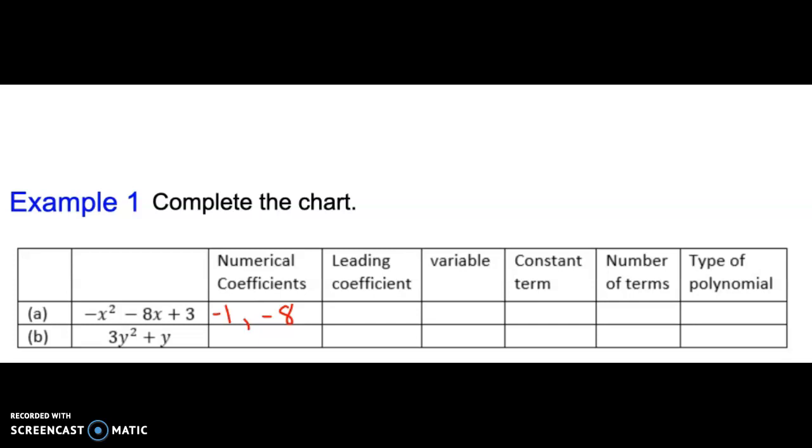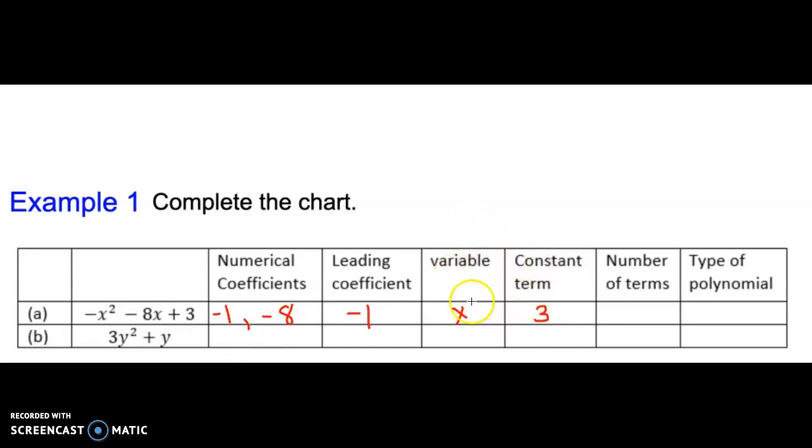Then we have the leading coefficient. So the leading coefficient goes with the variable with the highest power. So in this case, we have -1. The variable is an x. We do not have any other variable in this polynomial. The constant term is the number with no letter attached, so that will be 3.